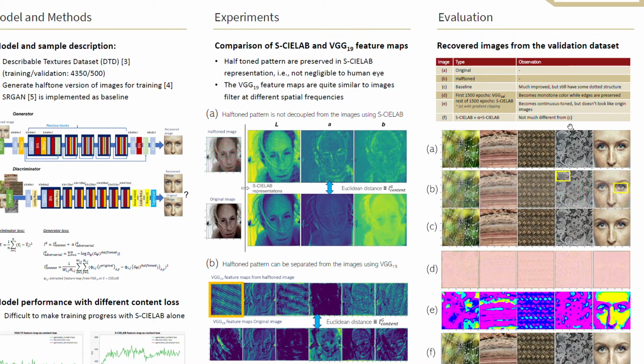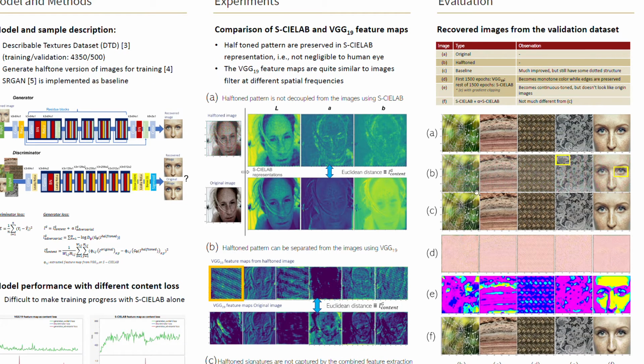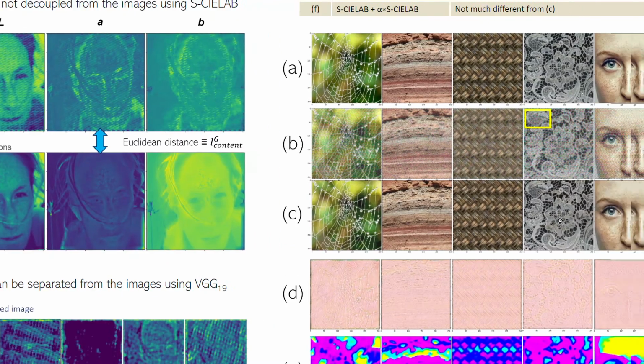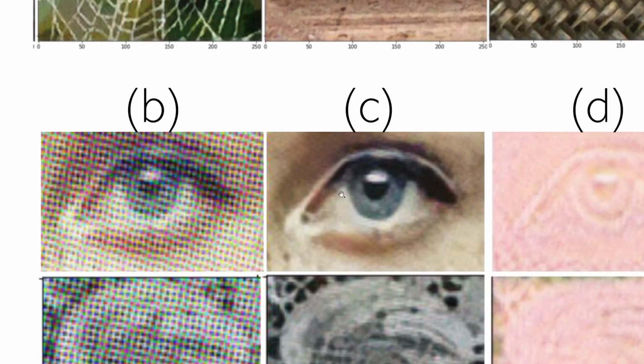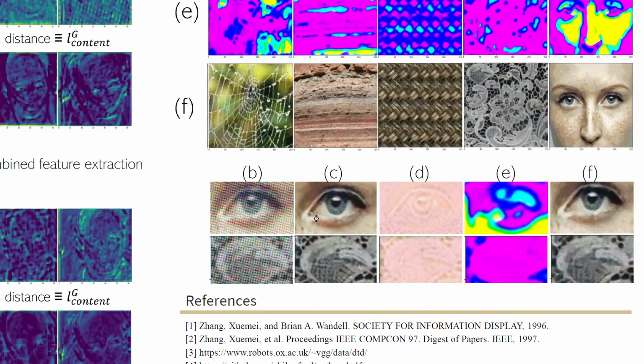To visually see the recovered images, I use 5 images, shown here. The first row is the original images, the second row is the half-toned images, the third one is the baseline model. We can see that the images are much improved, although when zoomed in, we can still see some dotted structures not well recovered.